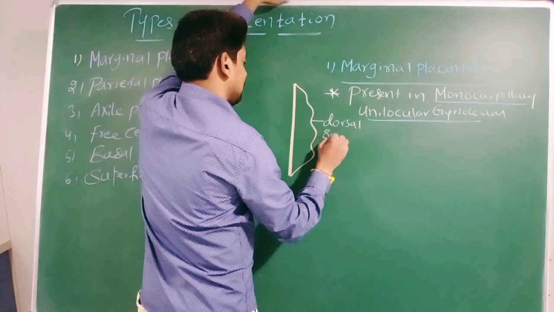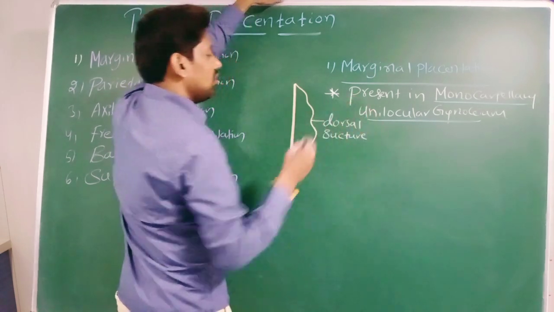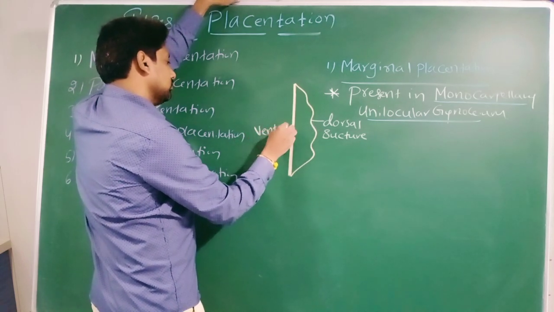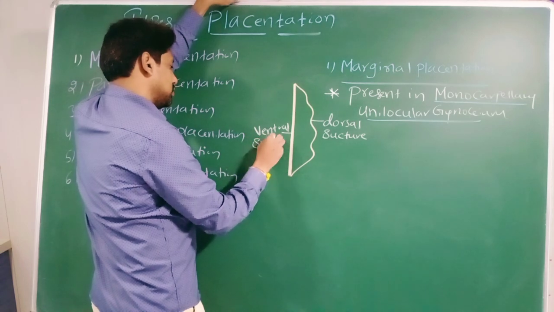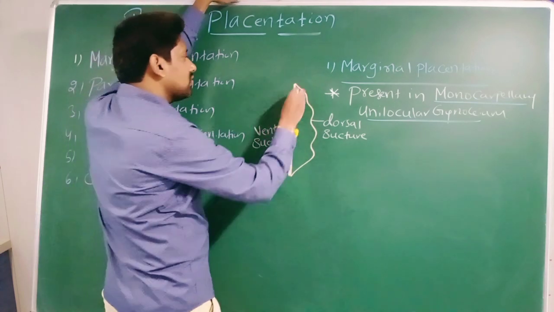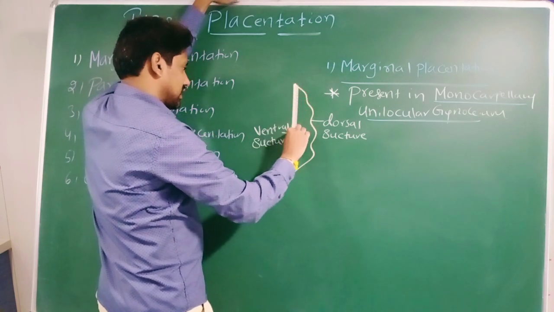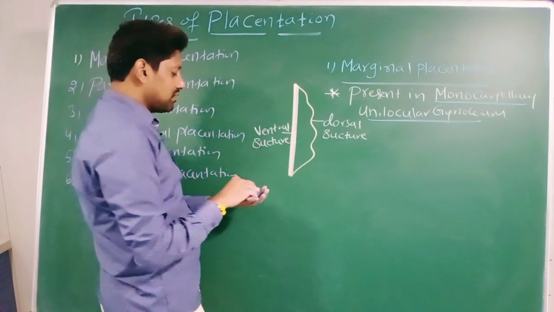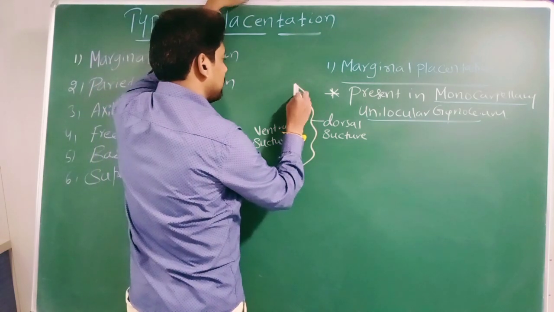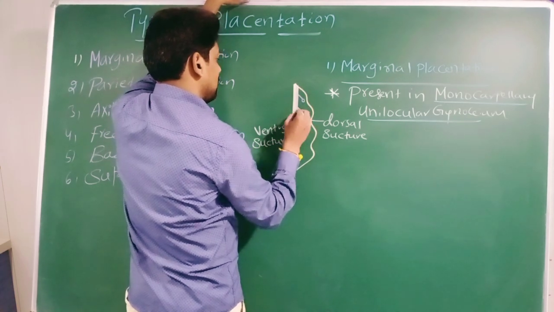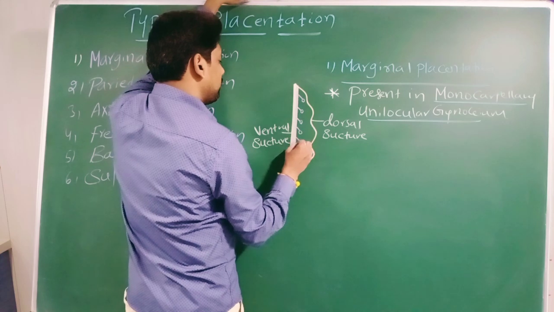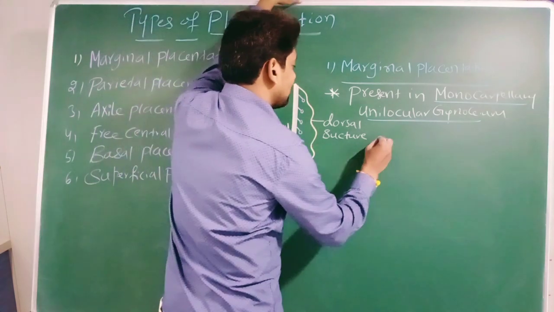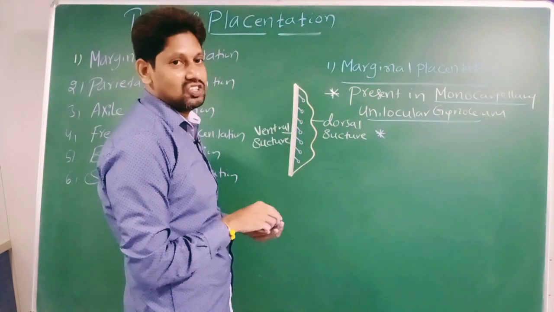This is a dorsal suture, whereas this is a ventral suture. On this ventral suture, the placenta is present. Wherever the placenta is there, you are going to see ovules. Yes or no? Now see the diagram and tell: ovules are present on which suture? Ventral suture.